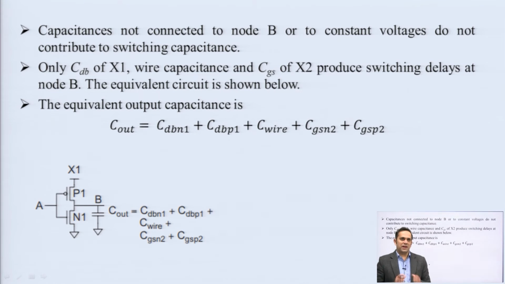When capacitors are connected in parallel, the equivalent capacitance is an addition of all the individual capacitances. So, the net capacitance or output capacitance appearing at node B, the output of inverter x 1, is an addition of all these drain to body capacitances at x 1, the wire capacitance and the gate to source capacitance at the load. So, this is your net output capacitance. This net capacitance is the source of propagation delay.